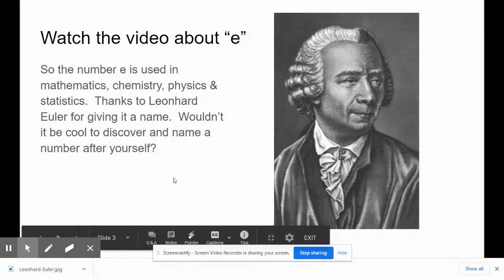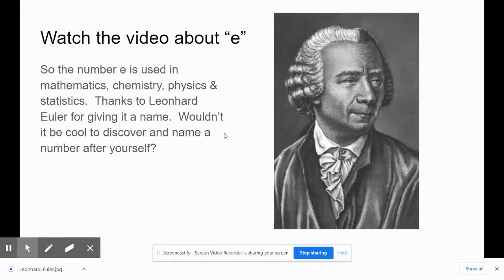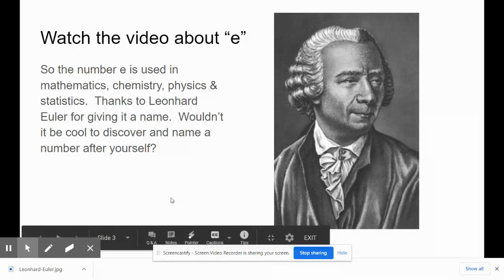And wouldn't it be cool to be able to discover a number like e? By the way, e is an irrational number like pi is as well. It goes on forever when you put it into decimal form, and there's no repeating pattern at all.